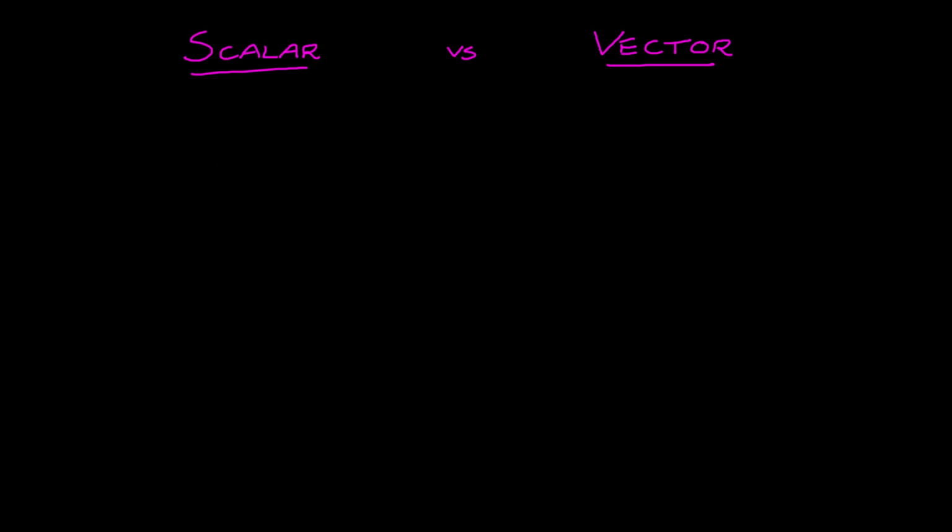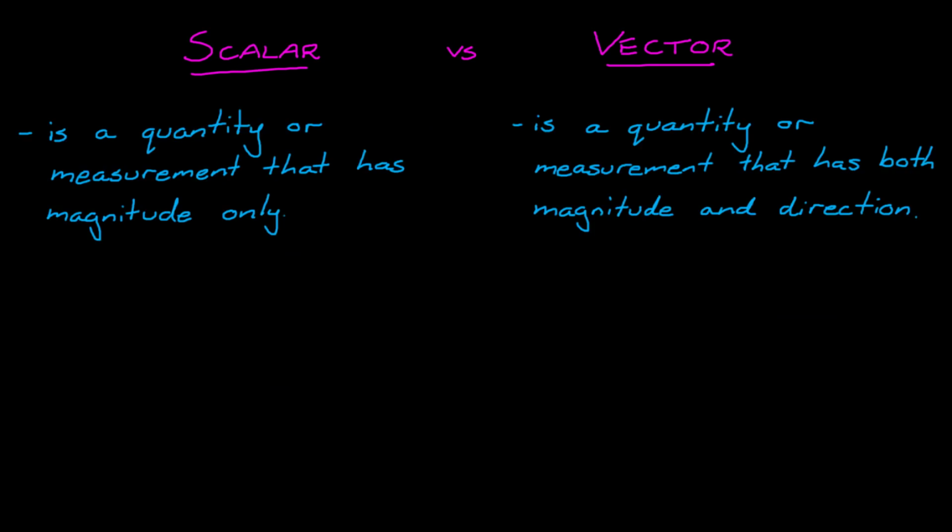To start with, we need to explore the difference between a scalar and a vector quantity. A scalar quantity is a quantity or measurement that has magnitude or size only, whereas a vector is a quantity or measurement that has both a magnitude and a direction attached.